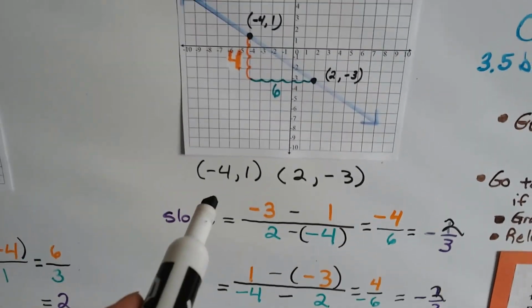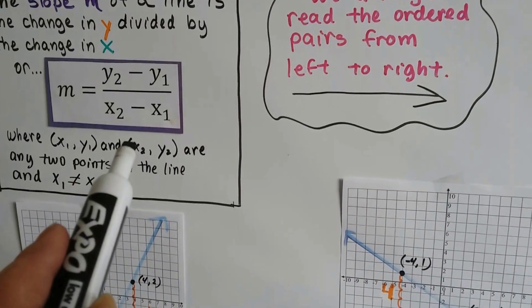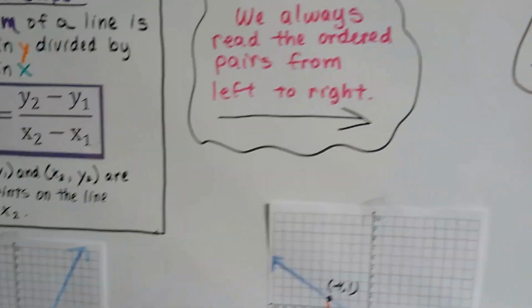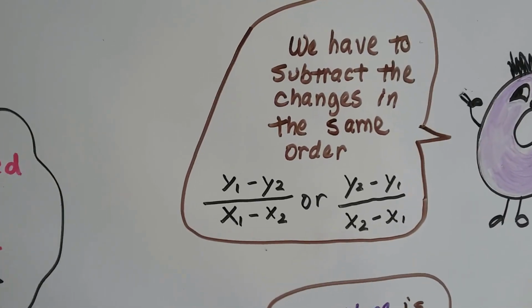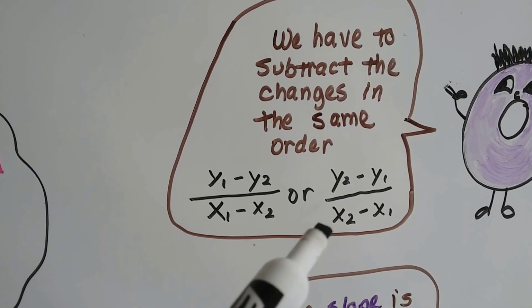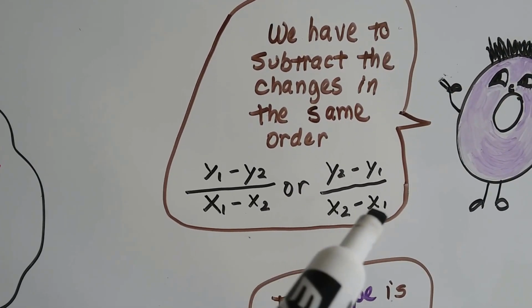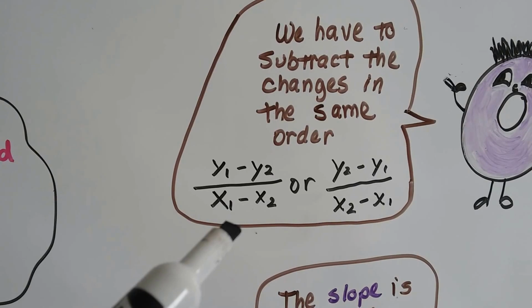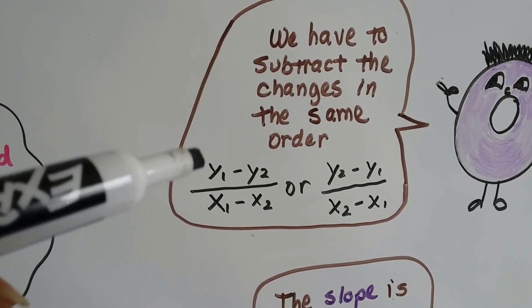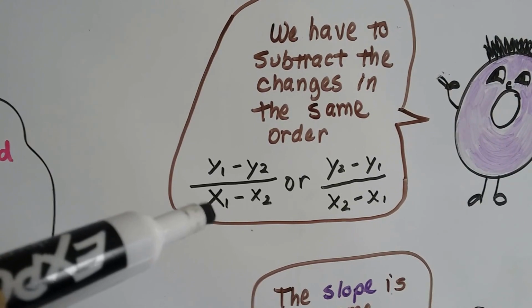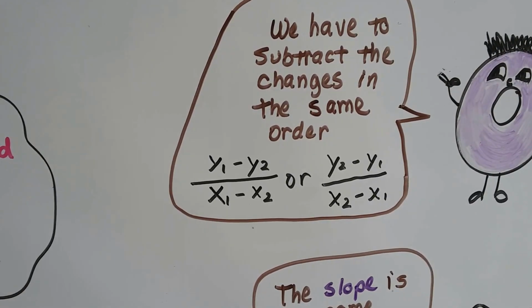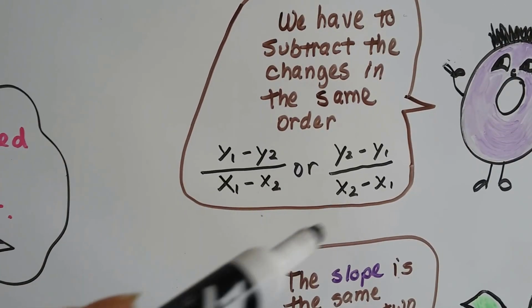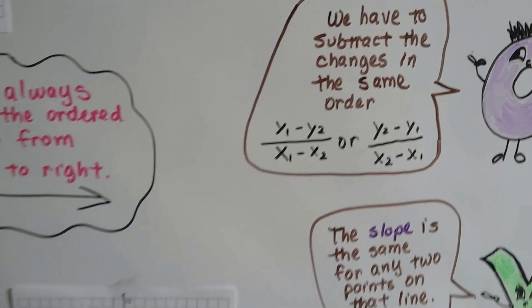Now, it doesn't matter if we do the y2 minus y1 over x2 minus x1, or if we flip it around. We have to subtract the changes in the same order. So we could do it the way the formula says with the y2 minus y1, x2 minus x1, but we could also do it this way. We could do y1 minus y2, x1 minus x2. We just have to make sure we're doing both the numerator and denominator in the same order. You can't put x2 down here if y1 is up here, see? They both have to start with the same one. They both have to start with either the y2 and x2 or the y1 and the x1. We're going to get the same answer.